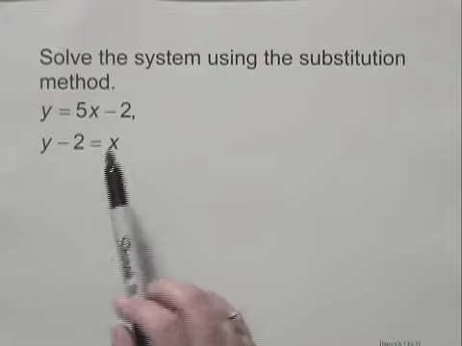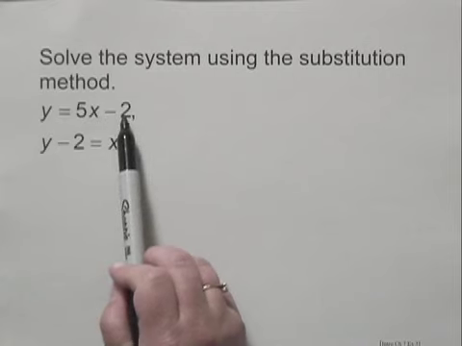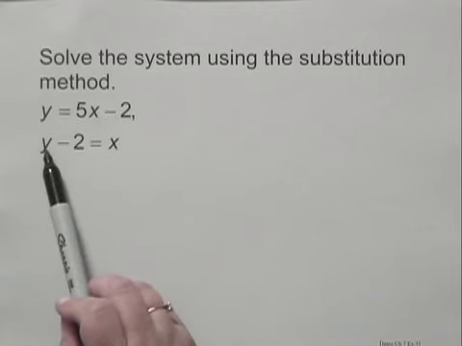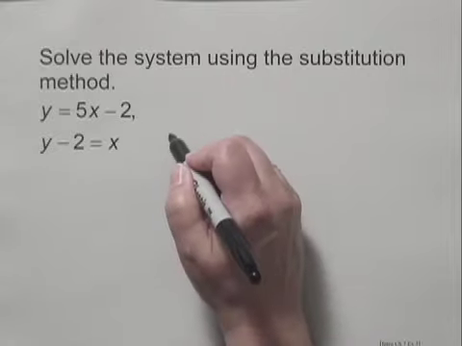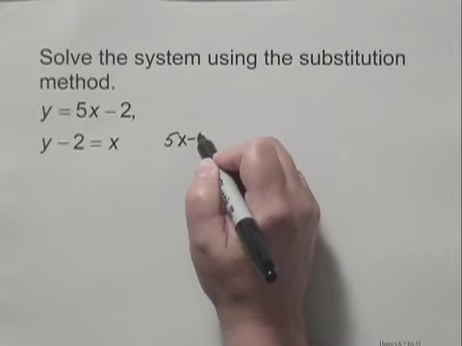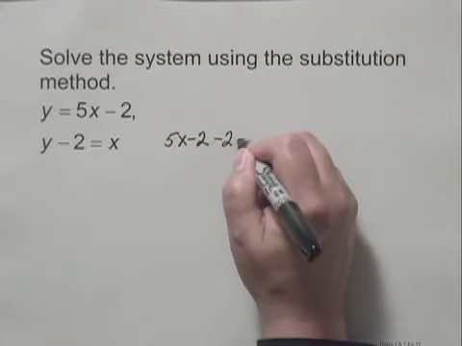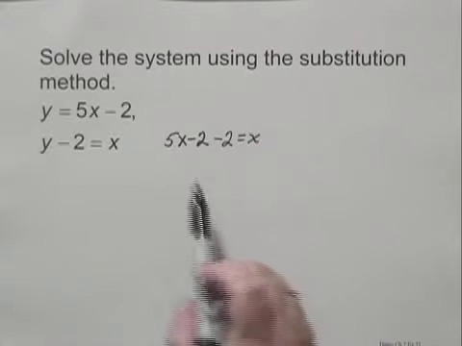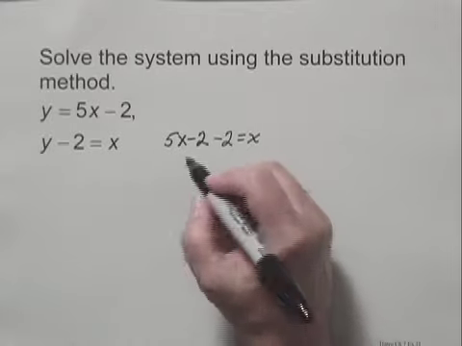So we can see in the first equation that y is equal to 5x minus 2. So where I have y in the second equation, I'm going to write 5x minus 2. So that gives me 5x minus 2, that's y, minus 2 equals x. Now what that gives me is an equation with just x in it. So I can solve for x.